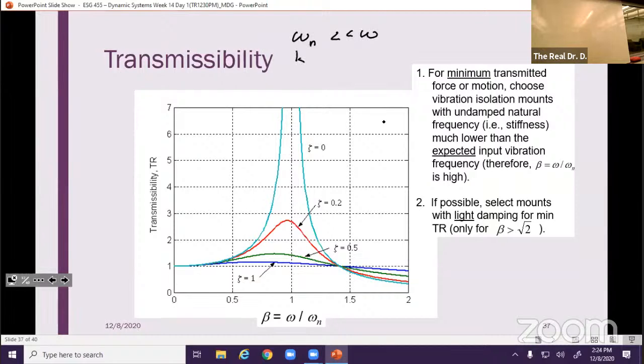But this is also a way of saying that we want to pick k over m that ends up being much, much less than omega, right? Because natural frequency is determined by physical properties of the system. And you might not be able to change the mass, right? The mass might be set, but you can probably change k, right? So if we wanted to minimize omega n, we would want to minimize k, right?